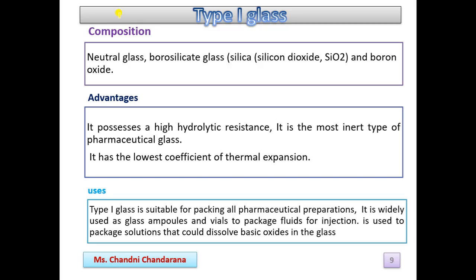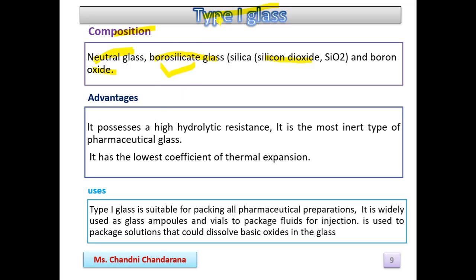Now we will see the types of glass. So there are mainly three types of glass, and the fourth one is non-parenteral. So there are three types of glass generally: type 1, type 2 and type 3. We will see the composition, advantages and uses of each particular type of glass. So first is type 1 glass. Type 1 glass is also known as neutral glass. It's made up of borosilicate glass, we can say silicon dioxide and boron oxide. That's why it is made up of borosilicate glass.